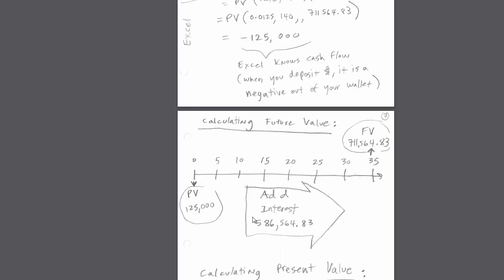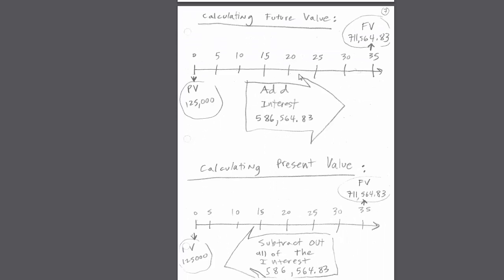And the concept for our first example, moving forward from present value and calculating future value, is that's when we add all the interest to get to future value. When we're starting with future value and trying to figure out how much to put in the bank at time 0, we're going backwards. It's as if we're subtracting out all of the interest that we're hoping to earn. Now let's go over to Excel.